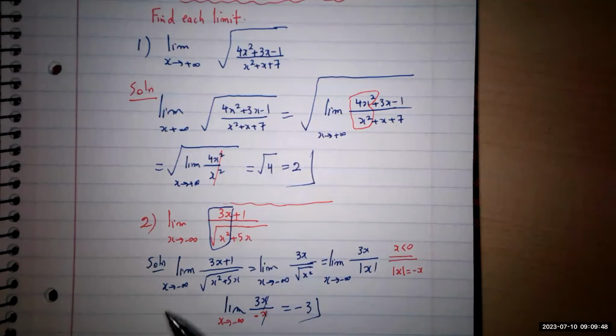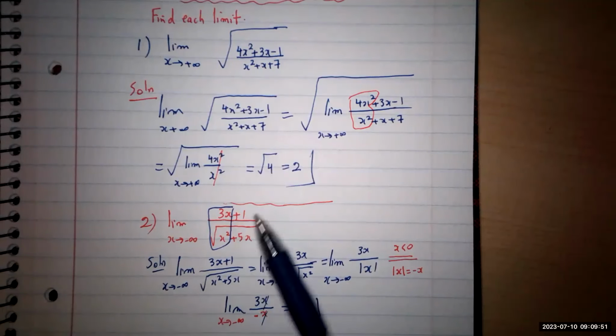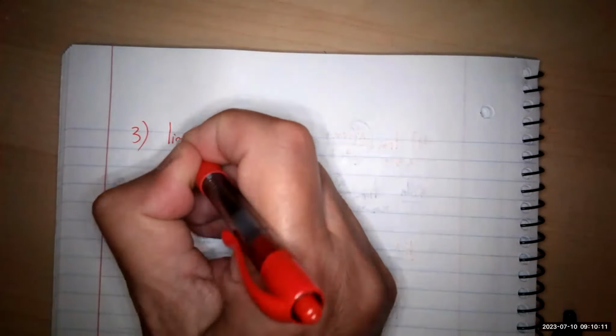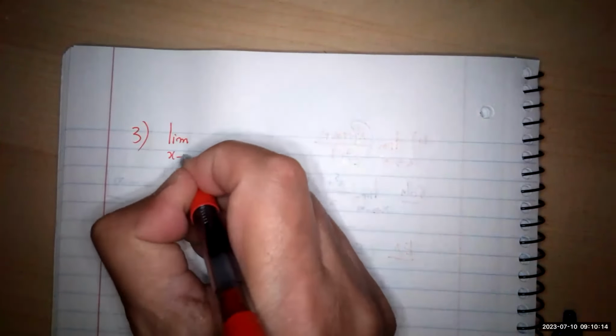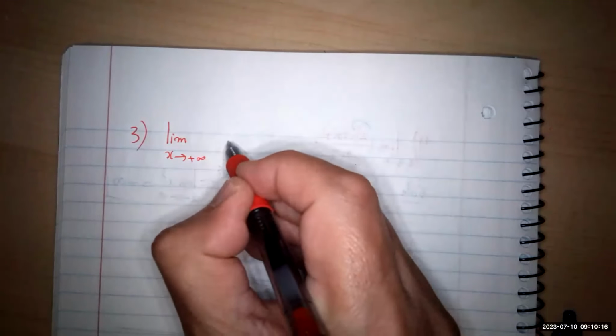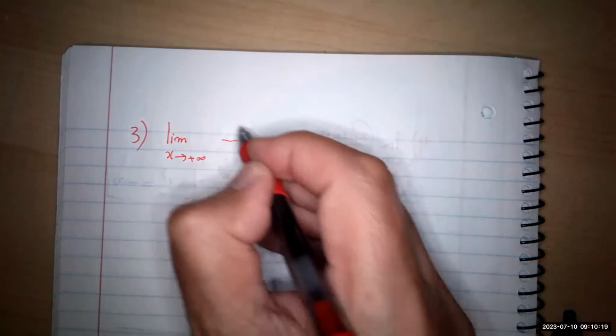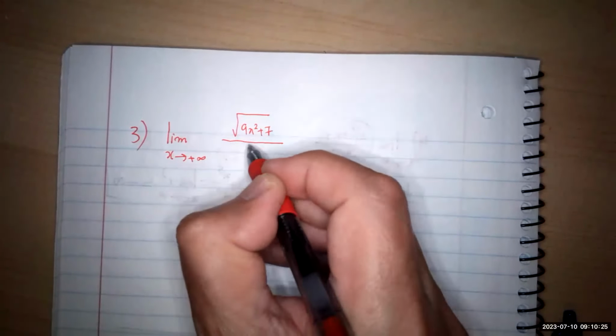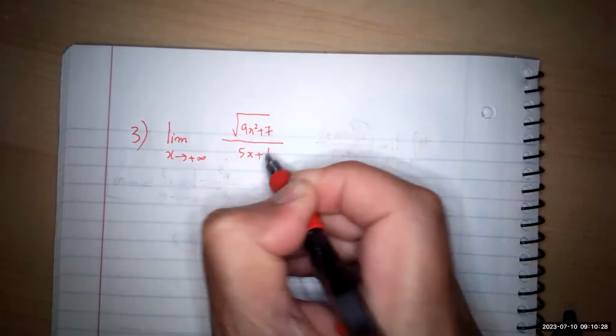So let's have another one to check, x goes to positive infinity, but the radical may be on the top. So it may be on the top or maybe on the bottom. Okay, so this is going to be another option that they may have. Number 3, you want to find the limit as x goes to positive infinity. This time they put the radical on the top. It doesn't matter. Radical of 9x squared plus 7 on the top, and you have 5x plus 1 here. You see, that's number 3.